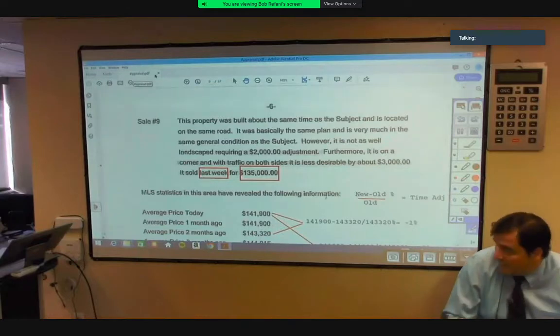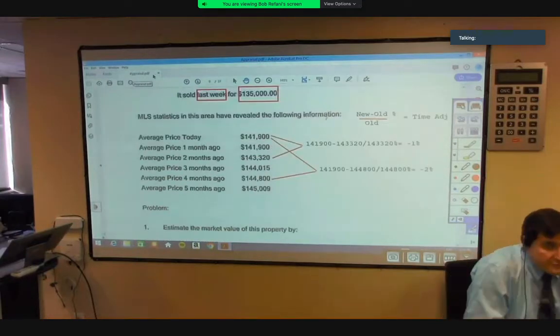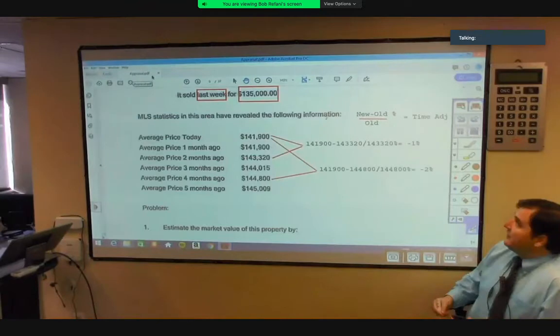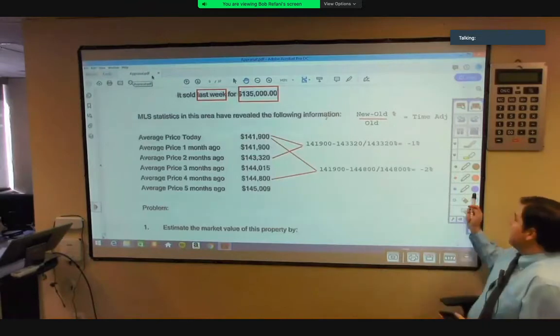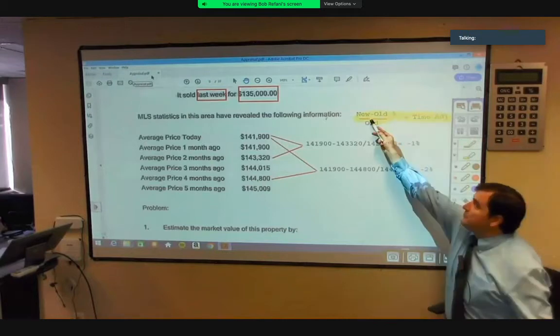So now they're going to give you the averages: average now, average 2 months ago, average 4 months ago. For the first one, you have to do a 2 months adjustment. Am I correct? The formula you need to use for the time adjustment is new minus old, divide by old, push percentage. It's going to give you that.